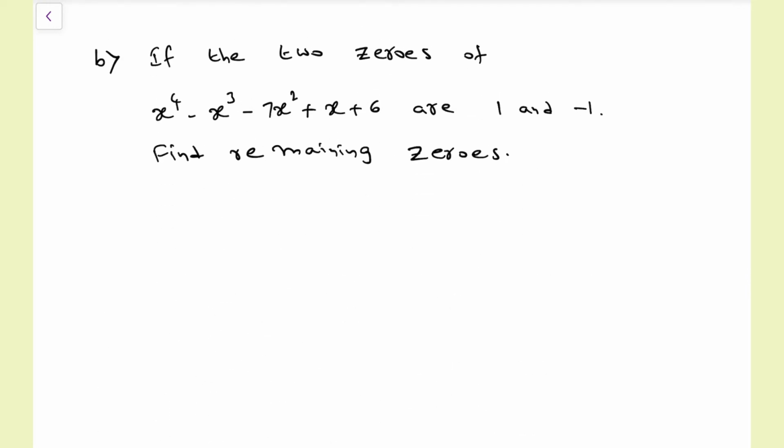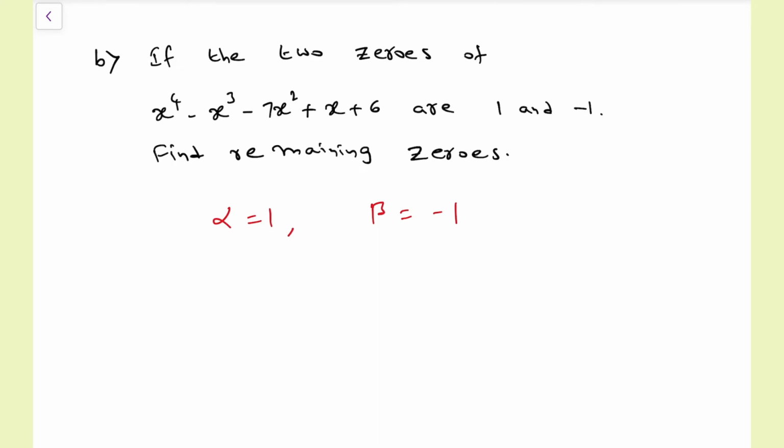Next, 14th question, B. If the two zeros of x power 4 minus x cube minus 7x square plus x plus 6 are 1 and minus 1, then find the remaining zeros. For the polynomial, first he gave two zeros. One is 1 and one is minus 1, right? So 1 I am taking as alpha and minus 1 I am taking as beta. So we have alpha and beta values.